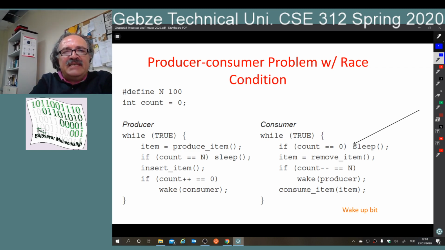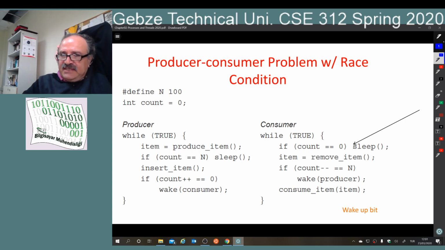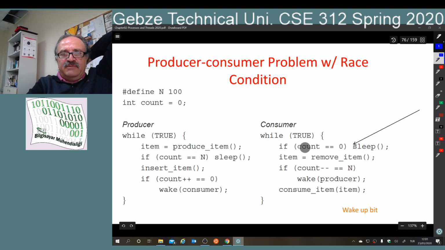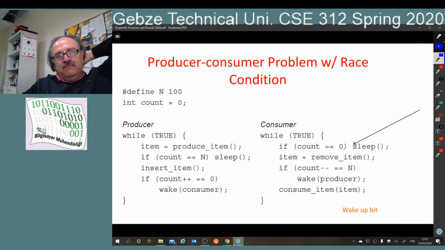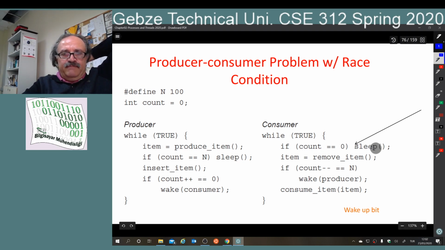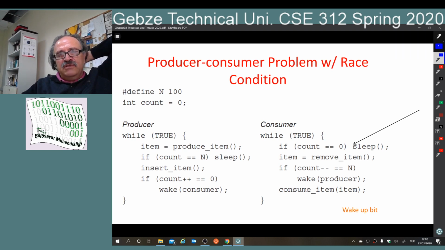there is a race condition. Okay, there is a race condition. What is a race condition? Race condition is this. Let's say I am running this one. If count is 0, I saw that the count is 0. Then I am going to sleep. If count is 0, then I am going to sleep. That's what I am going to do.